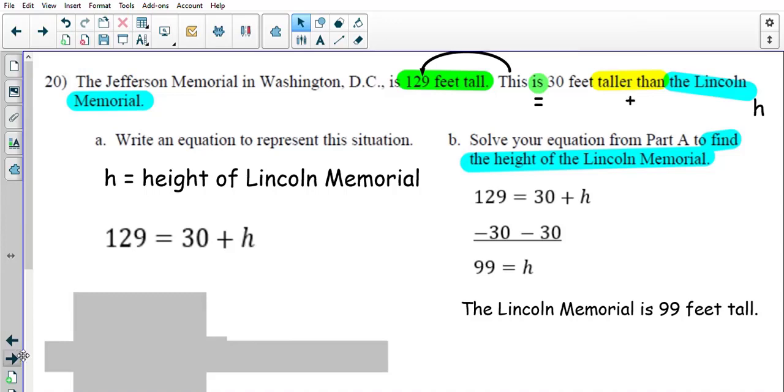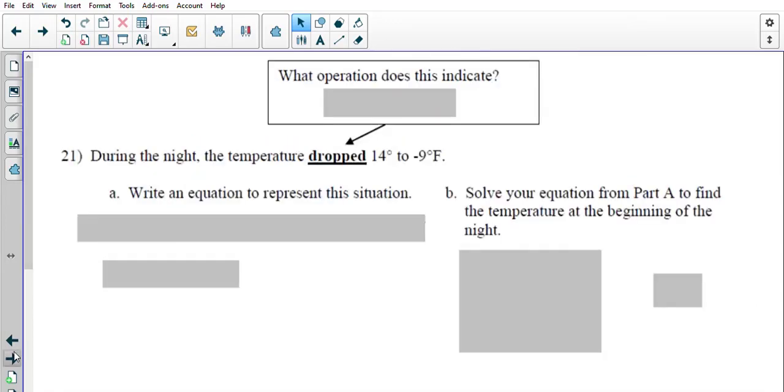All right, so we solved 2 problems that are really similar. Let's take a look at another 2 problems that are very similar to one another. Number 21, during the night, the temperature dropped 14 degrees to negative 9 degrees Fahrenheit. A, write an equation to represent this situation. B, solve your equation from part A to find the temperature at the beginning of the night.